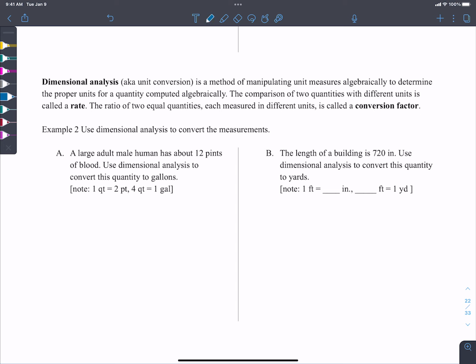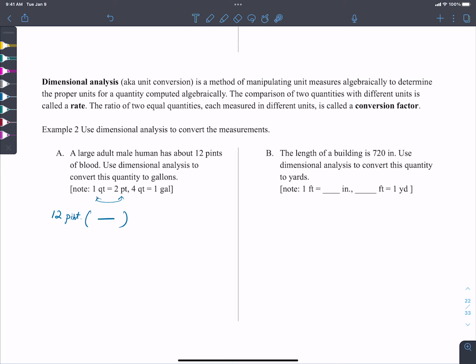Okay, we start with the known value, which is 12 pints. But we ultimately want to get to gallons. I don't have a relationship between pint and gallon, but I do have a relationship between pint and quart. And once you have the quart, there's a relationship between quart and gallon. So it'll be a two-step process. Now, we know that these two values are exactly the same. So what that means is that I can multiply by a fraction.